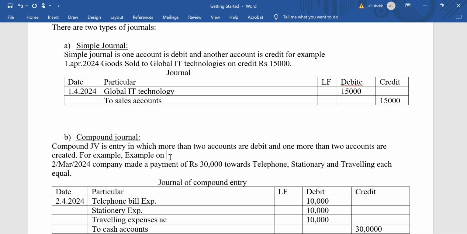Telephone bill, that is expenses, so it is debit. Stationery, that is expenses, so it is debit. Traveling expenses is expenses, so it is debit to cash account.